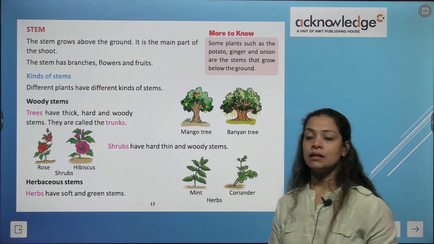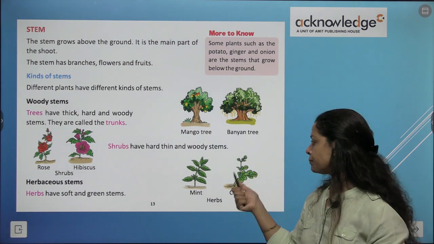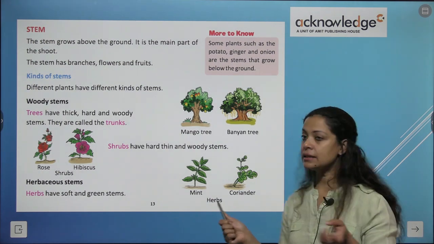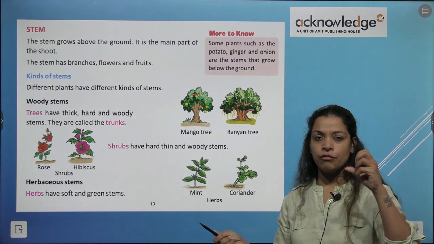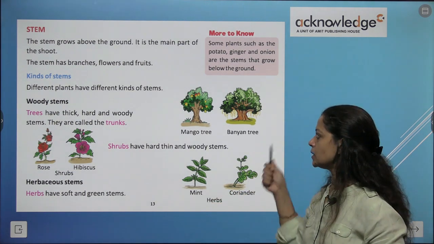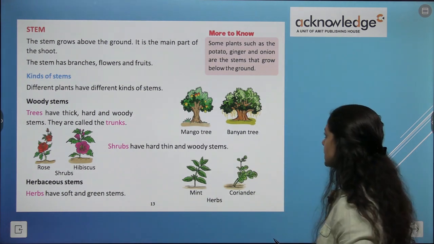They have soft and green stems, जो कि बहुत delicate होता है. You can just break them like this. Like mint, coriander, ये क्या हो गए? Herbaceous stem. They are very delicate, very fine and very soft. तो हमारे kinds of stem हमने देखे woody stem, shrubs, herbaceous stems.